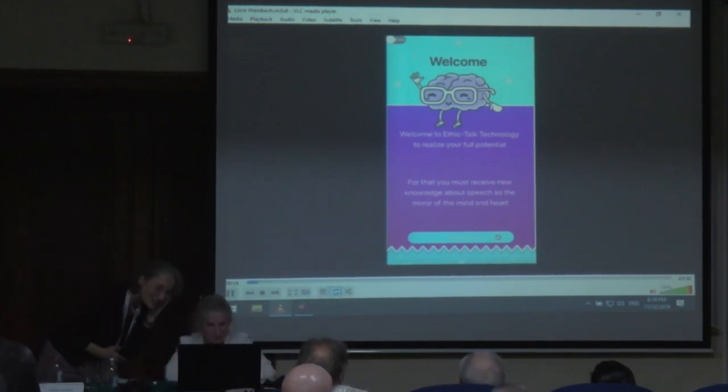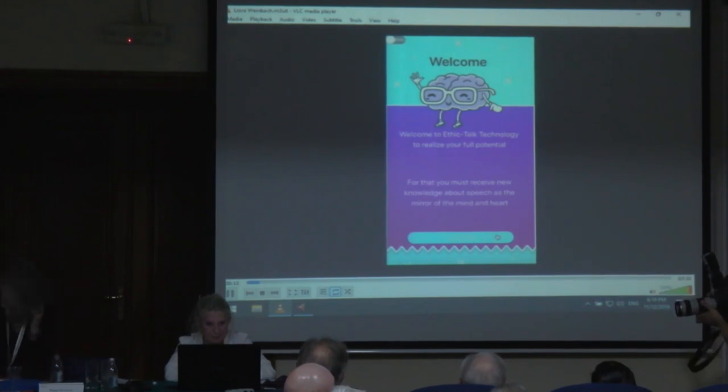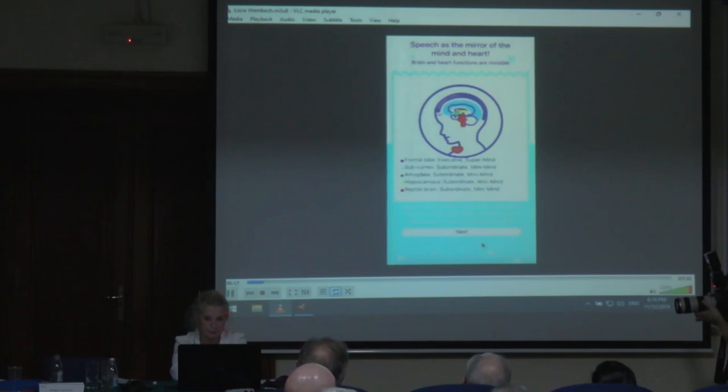For that, you must receive new knowledge about speech as a mirror of the mind and heart. Speech as the mirror of the mind and heart. Brain and heart functions are invisible. Two inherent mechanisms in the human brain. Lower mechanism to activate primitive functions, the mini mind. And a higher mechanism for advanced human functions, the supermind.